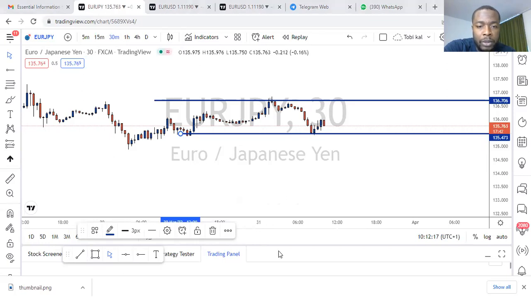Place a buy, good. Wait for a breakout. Ben would wait for a breakout to the top side or the downside. What are you going to do?